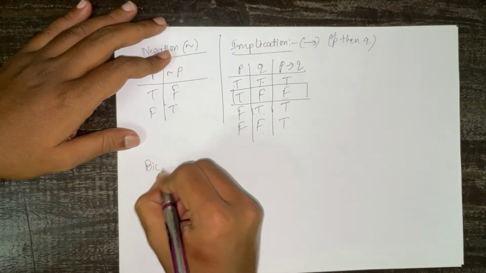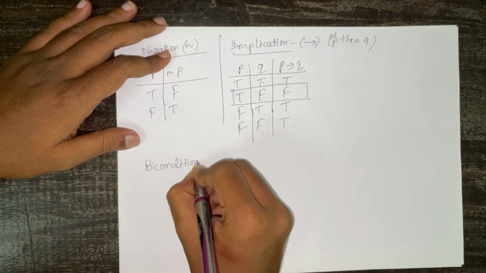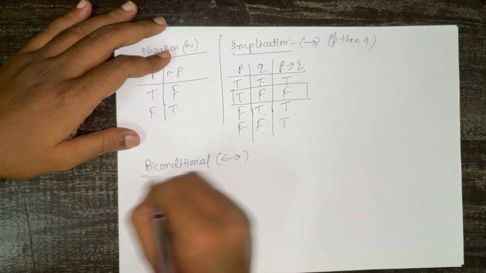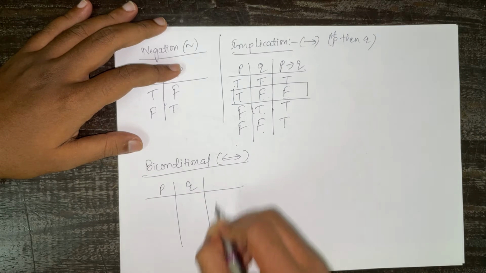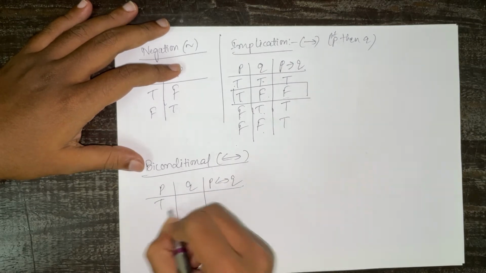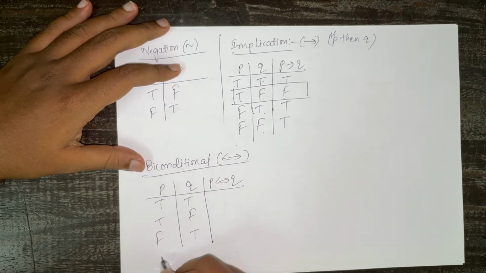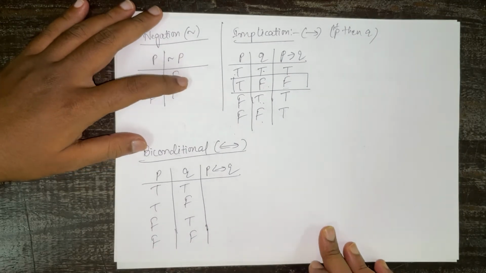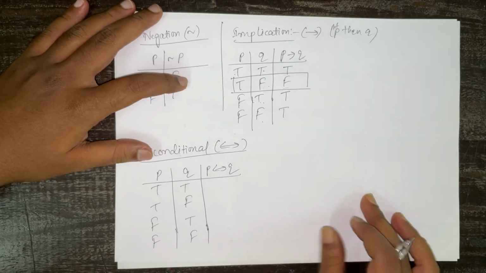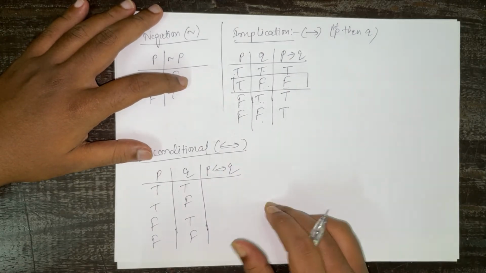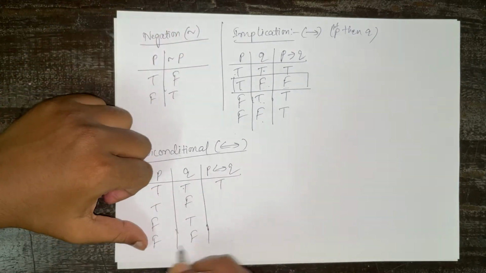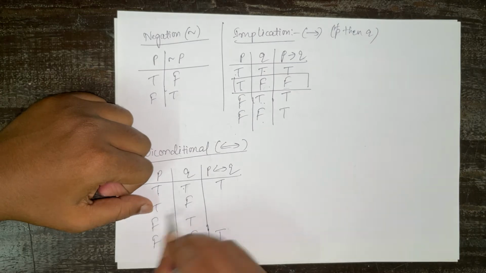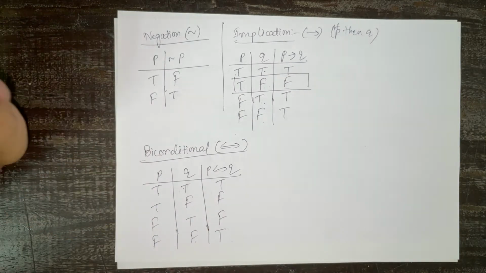Next we have biconditional, and this is the last one. It is a both side arrow. We are going to write all the possibilities again the same way. This one is also simple. If both are true or both are false, then only the biconditional is going to be true. If P is true, Q is true, then it is true. If P is false, Q is false, then it is true. If they are opposite of each other, then it is false. As simple as that.